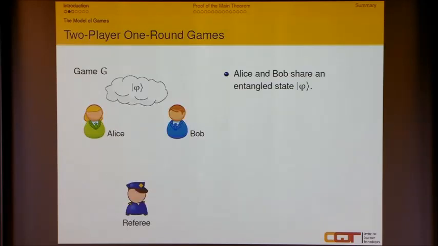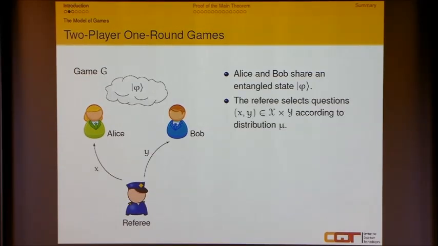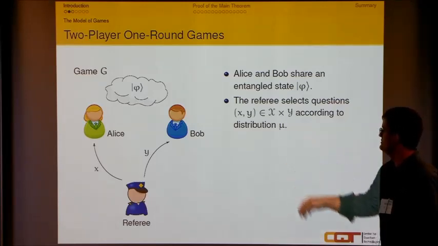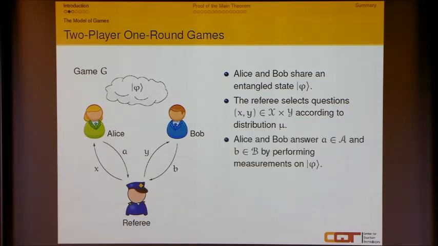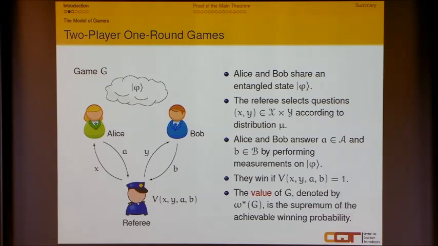Maybe I still show this, although it is the same picture as before, but the notation is a bit different from the previous talk. Usually, the shared state is denoted by phi, and the questions to Alice and Bob by x and y, drawn from some distribution mu. After Alice and Bob receive the questions, they measure the state phi and reply with A and B. All of these come from finite sets. Then the verifier evaluates the predicate V, and if it is 1, the players win. The value of the game is the supremum of the achievable winning probability, denoted by omega star G.